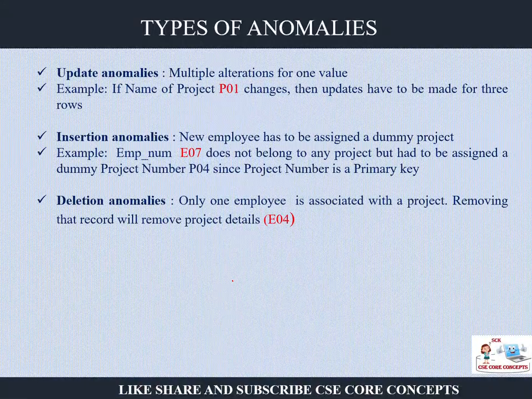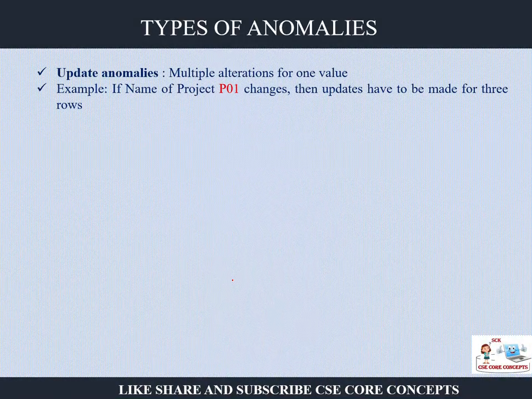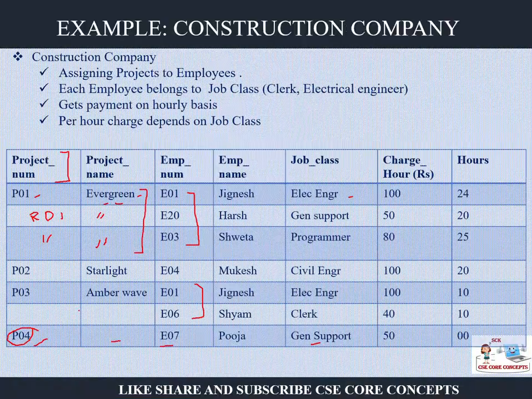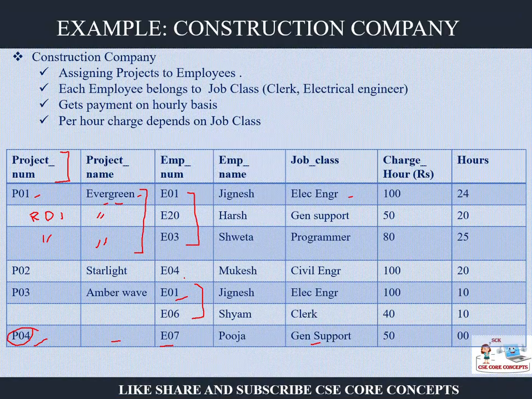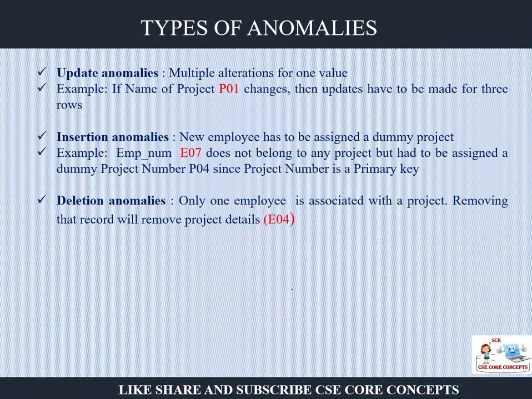Then comes the deletion anomaly, that is, only one employee is associated with the project. Removing that will remove all the project details. Let's say, for example, this employee, E04, is no longer associated with our company. If I delete this row, then the complete details of the project will also get deleted. So that causes a deletion anomaly.